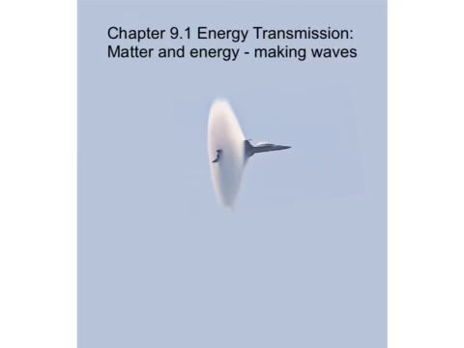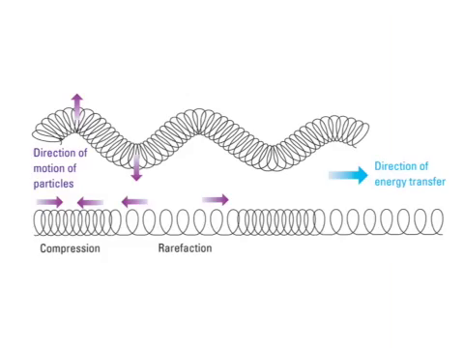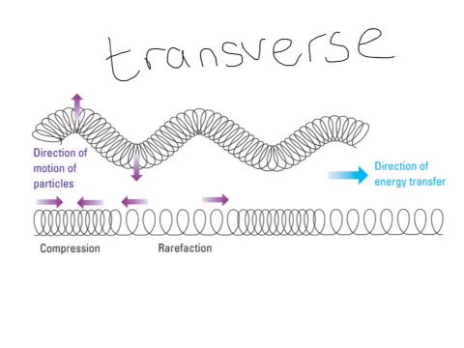So let's move on. We want to talk about waves in this video, so let's have a look and see where we are. There are two different types of waves. There are transverse waves, and transverse waves move up and down, just like waves in a pond.